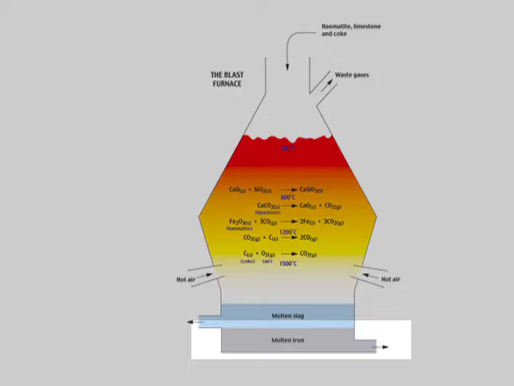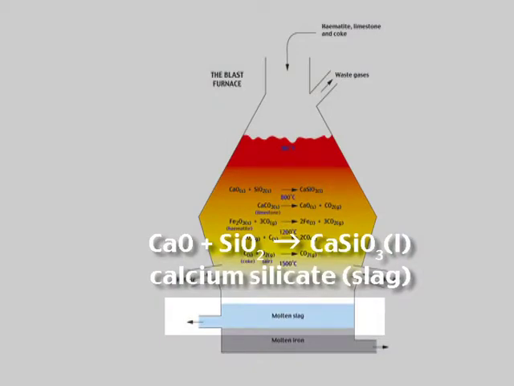The main impurity in hematite is silicon(IV) oxide or sand. Limestone, or calcium carbonate, undergoes thermal decomposition to give calcium oxide and carbon dioxide. Calcium oxide is a base. Silicon(IV) oxide is acidic. As we know, a base and an acid will react to form a salt, in this case, calcium silicate. The product of this reaction is called slag.